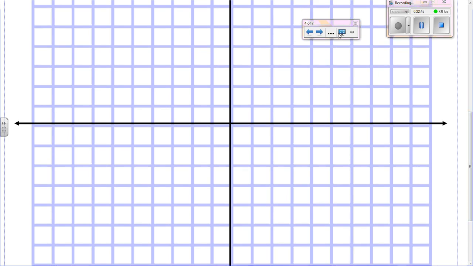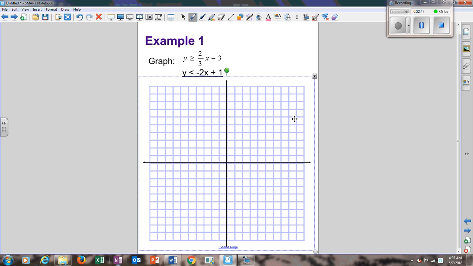Actually, I'm going to zoom out for this. Probably better. Okay. Oh, this thing is acting crazy. This is going to be great. I don't know what this is.